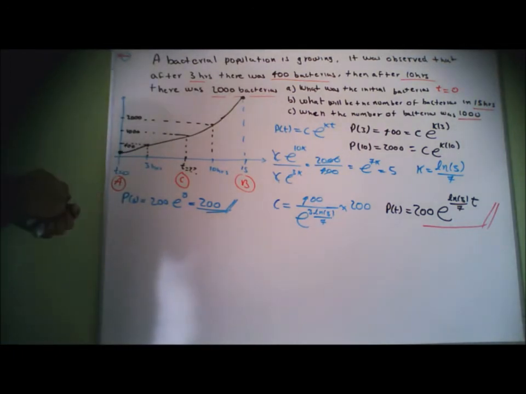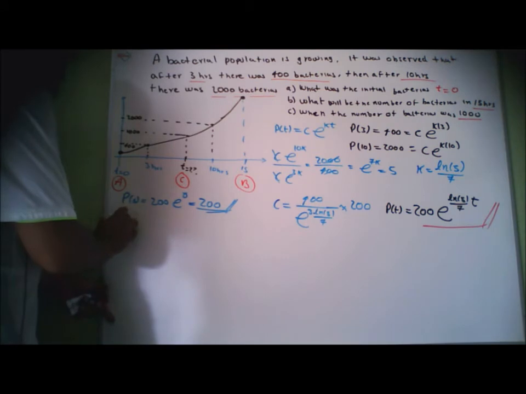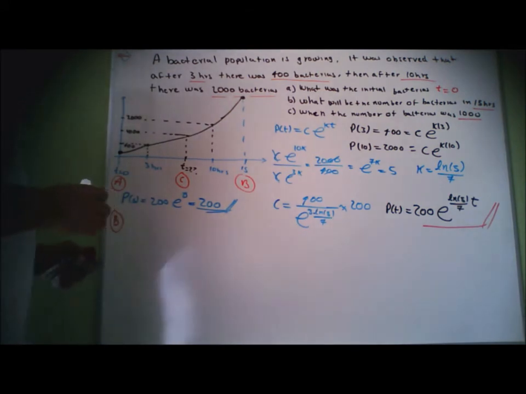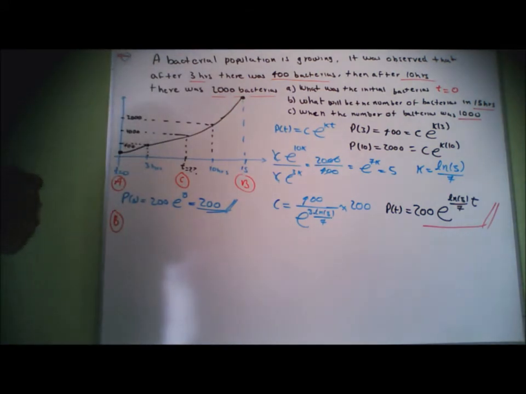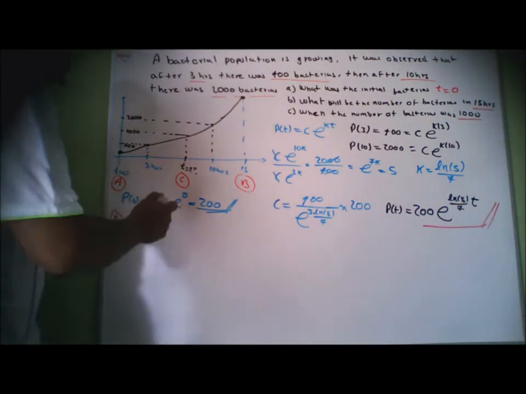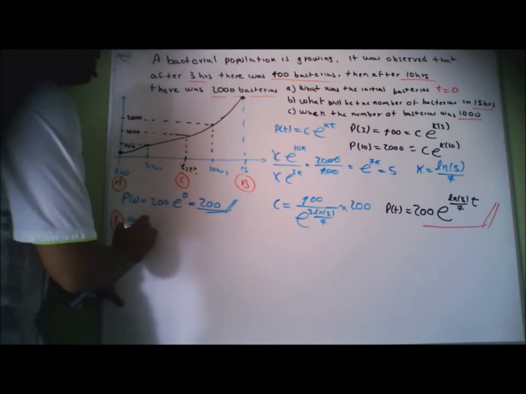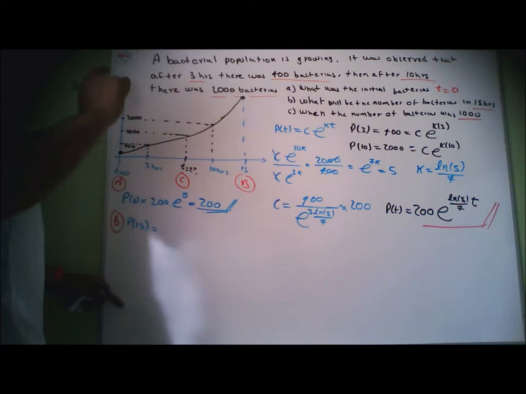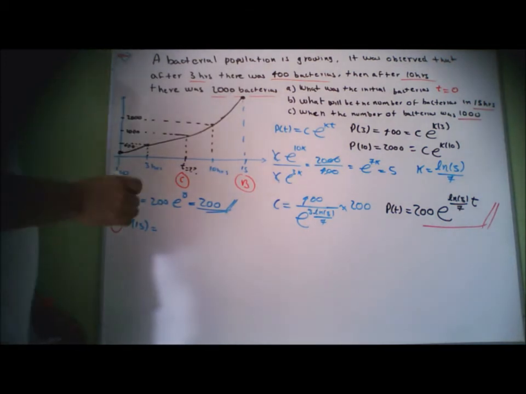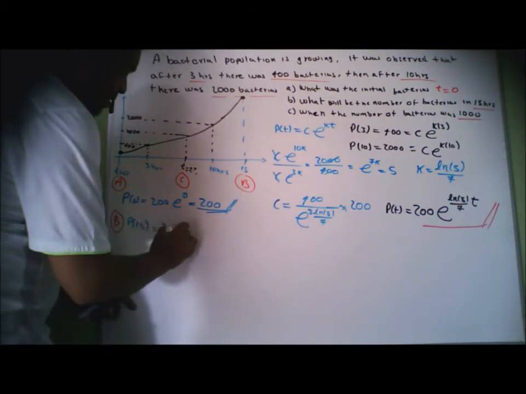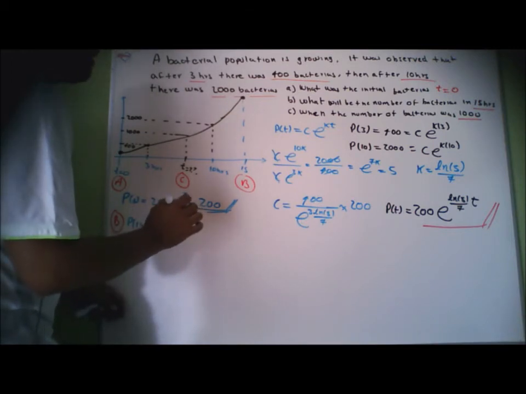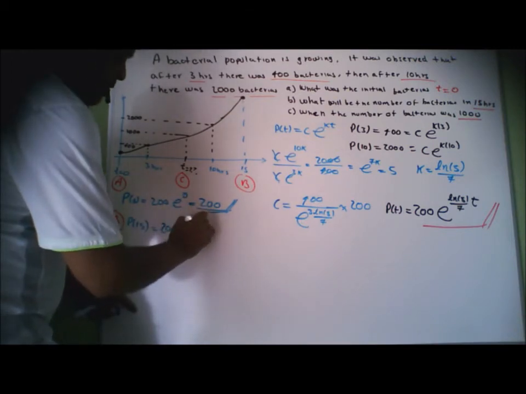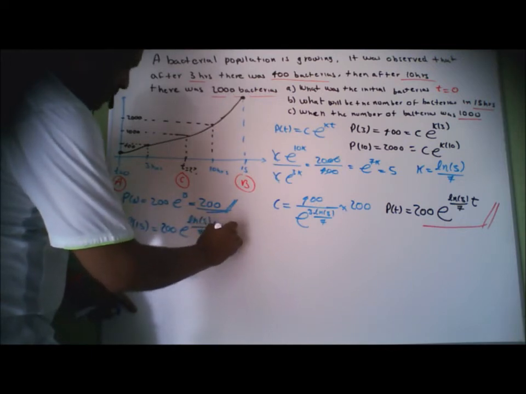Now let's answer inciso B. What will be the number of bacteria in 15 hours? Again, they are giving us the time, so all you have to do is just P of 15. It should be bigger than 2000 at least. So that is going to be 200 exponential of the natural logarithm of 5 divided by 7 times 15.